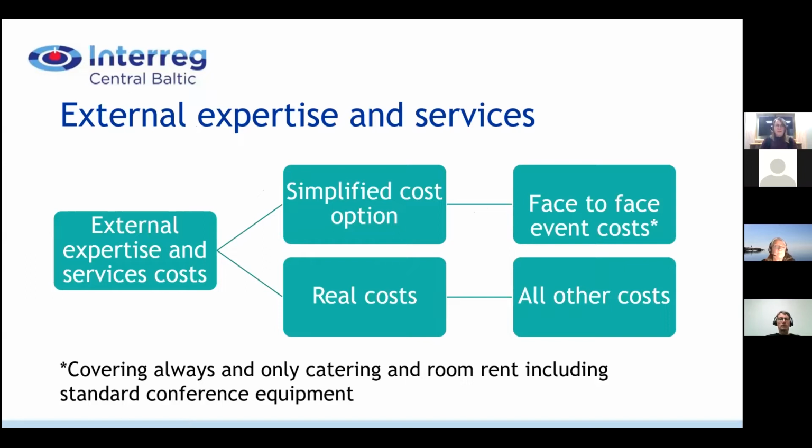This brings us to the next cost category, the external expertise and services. To see better how it works, we have made this graph. It will consist of a simplified cost option and real costs for the rest of it. The simplified cost option is for the face-to-face events, and the real cost is for all other costs of external expertise and services.